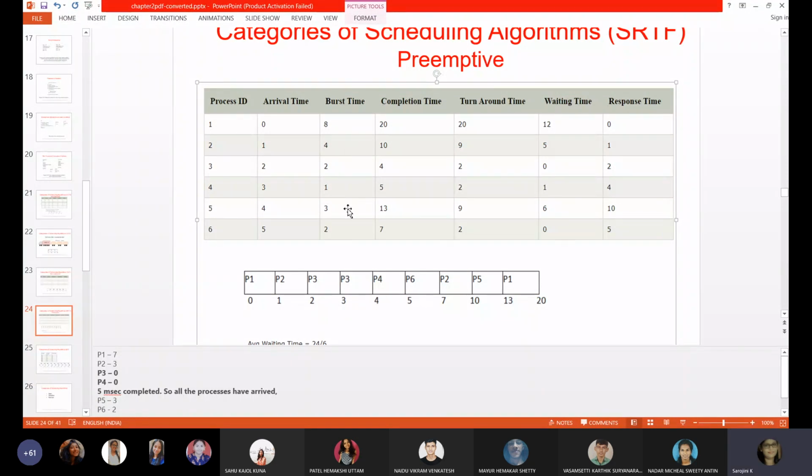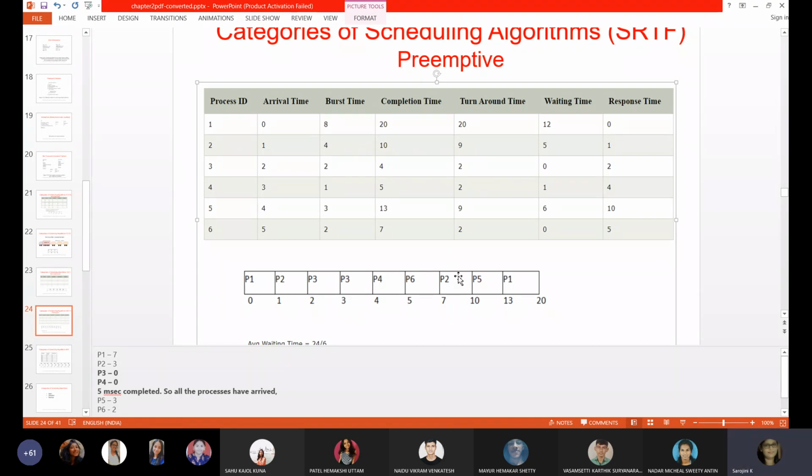But when a tie happens, which algorithm will be applied? Any one of you? FCFS will be applied. So as per FCFS, which will be selected? P2 should be selected. P2's remaining CPU time is 3. So next P2 will enter at the 7th millisecond.